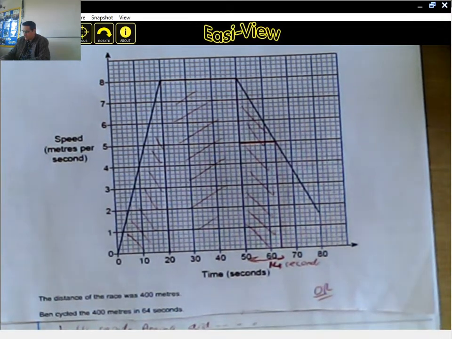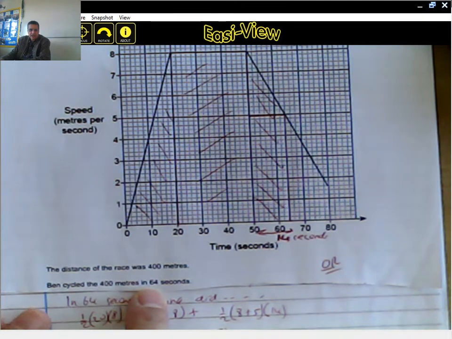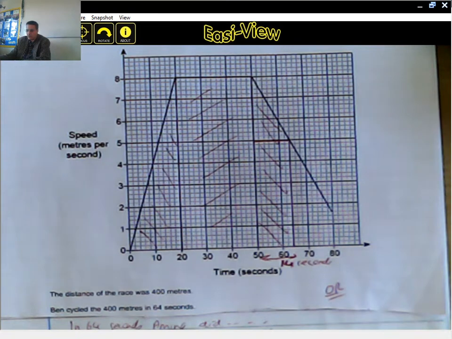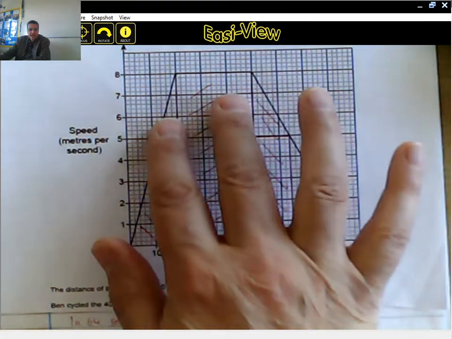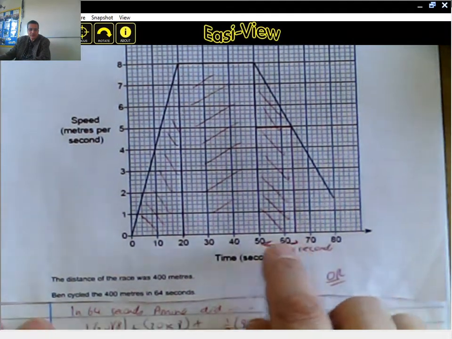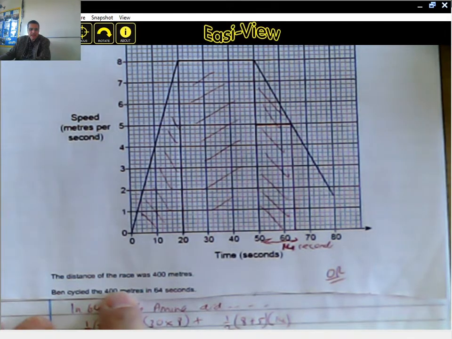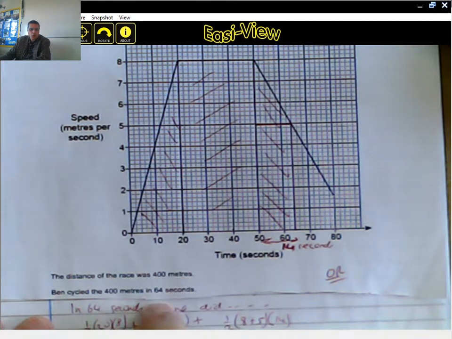Well, Ben did it in 64 seconds, the 400 metres. It looks like Amina finished in 80 seconds, but we don't know. I know that if we work out her area covered in 64 seconds, we'll see what distance she did compared to Ben. Now, what did she achieve in 64 seconds?